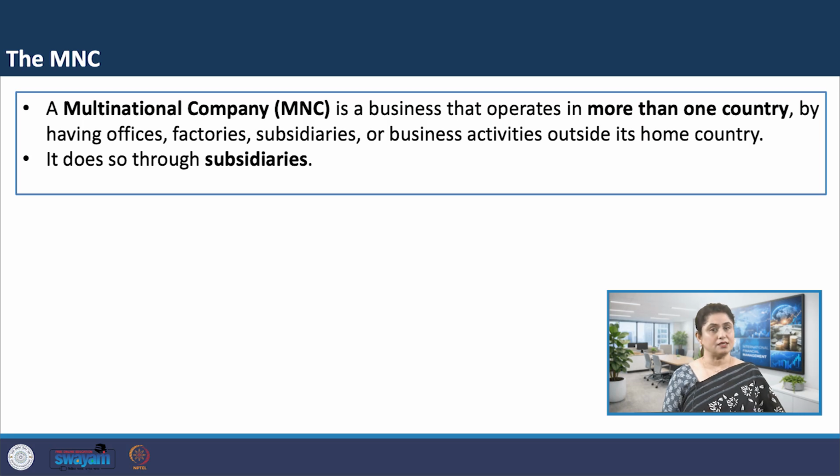Before understanding translation exposure, let us first understand two basic terms: multinational company and subsidiary. A multinational company is a business that operates in more than one country. It expands beyond its home country by setting up offices, factories, or business operations in different parts of the world. Now, how does it operate in other countries? It does so through subsidiaries.